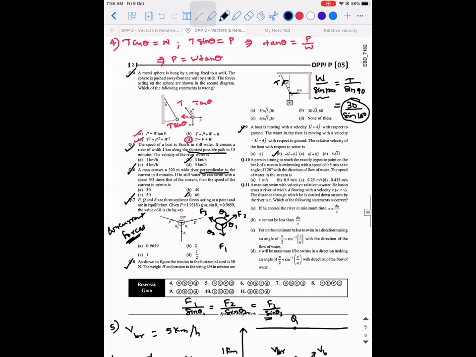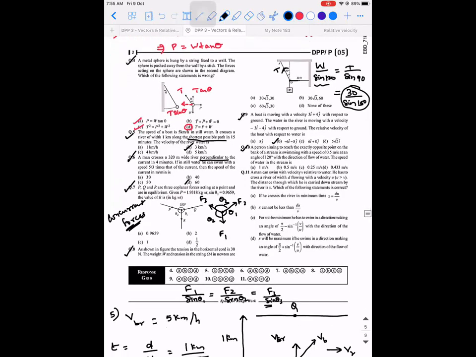Next is the 10th one. A person aiming to reach the exactly opposite point on the bank of a stream is swimming with a speed of 0.5 meter per second at an angle of 120 degrees with the direction of flow of water. The speed of water in the stream is how much?